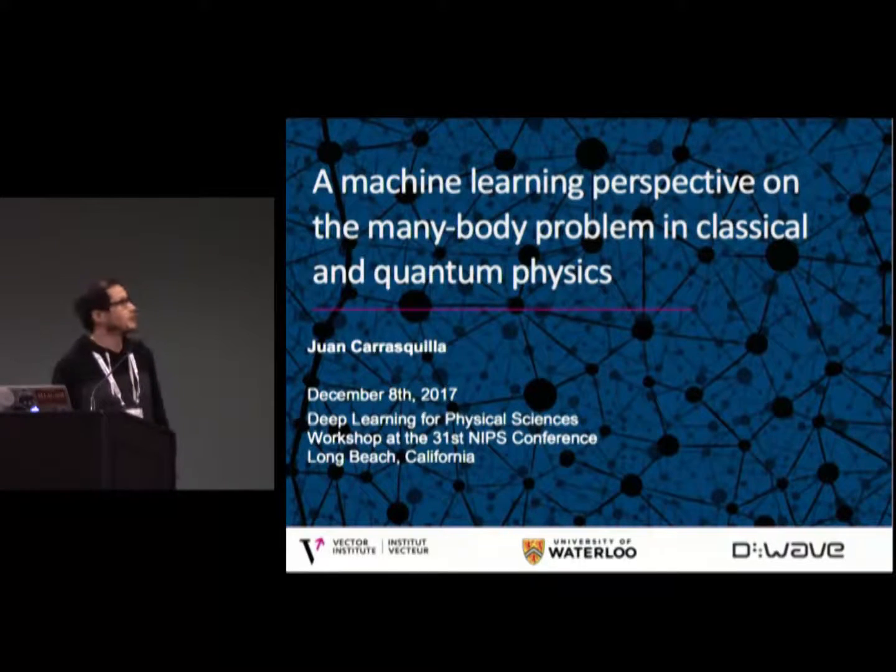So I'd like to tell you about a machine learning perspective on the many-body problem in classical and quantum physics.